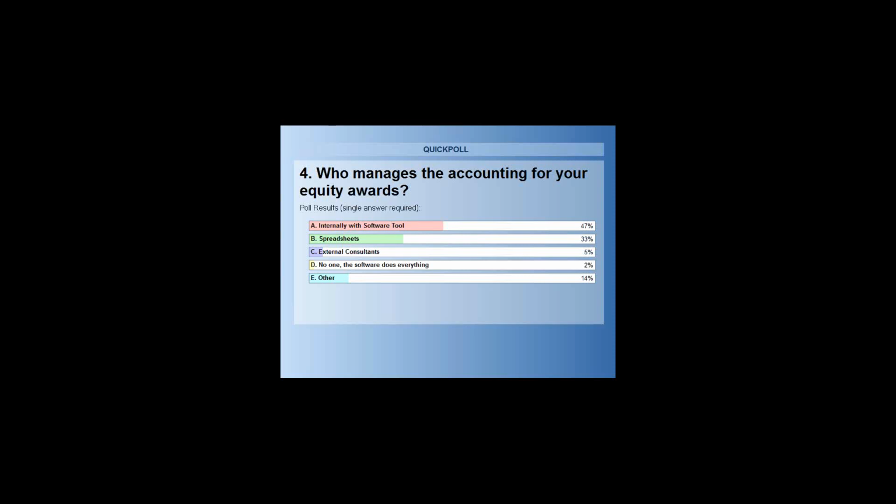Nice. So it's good to see that almost 50% of the group is using software. Definitely still have some folks on spreadsheets. Again, as you continue to grow, you'll want to look at using a different system to calculate that, external consultants. I'm glad to see that nobody is just allowing their software to do everything. As Matt touched on, it's important to understand not only the buttons to push and the parameters to set the system up at, but also to understand the calculations and what actually comes out of the system.